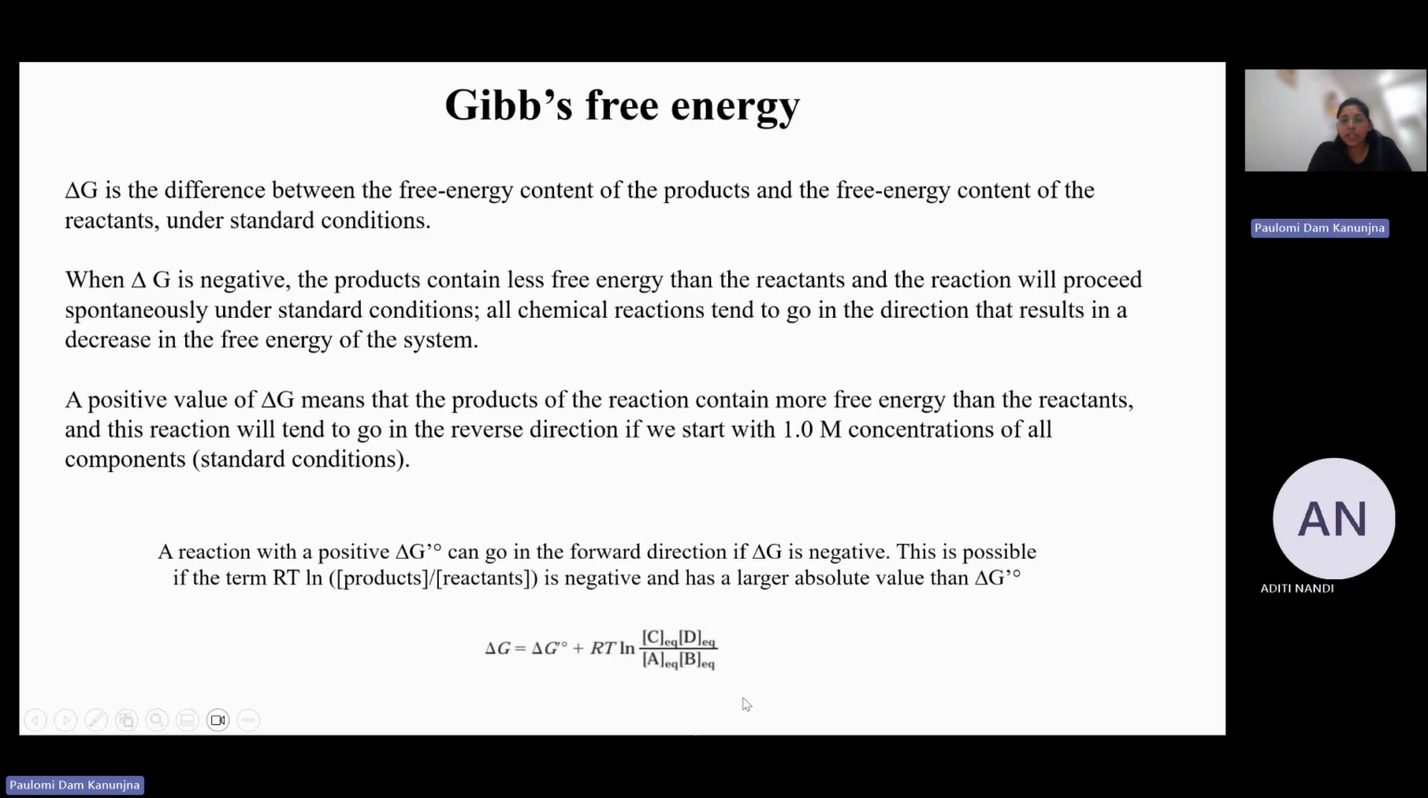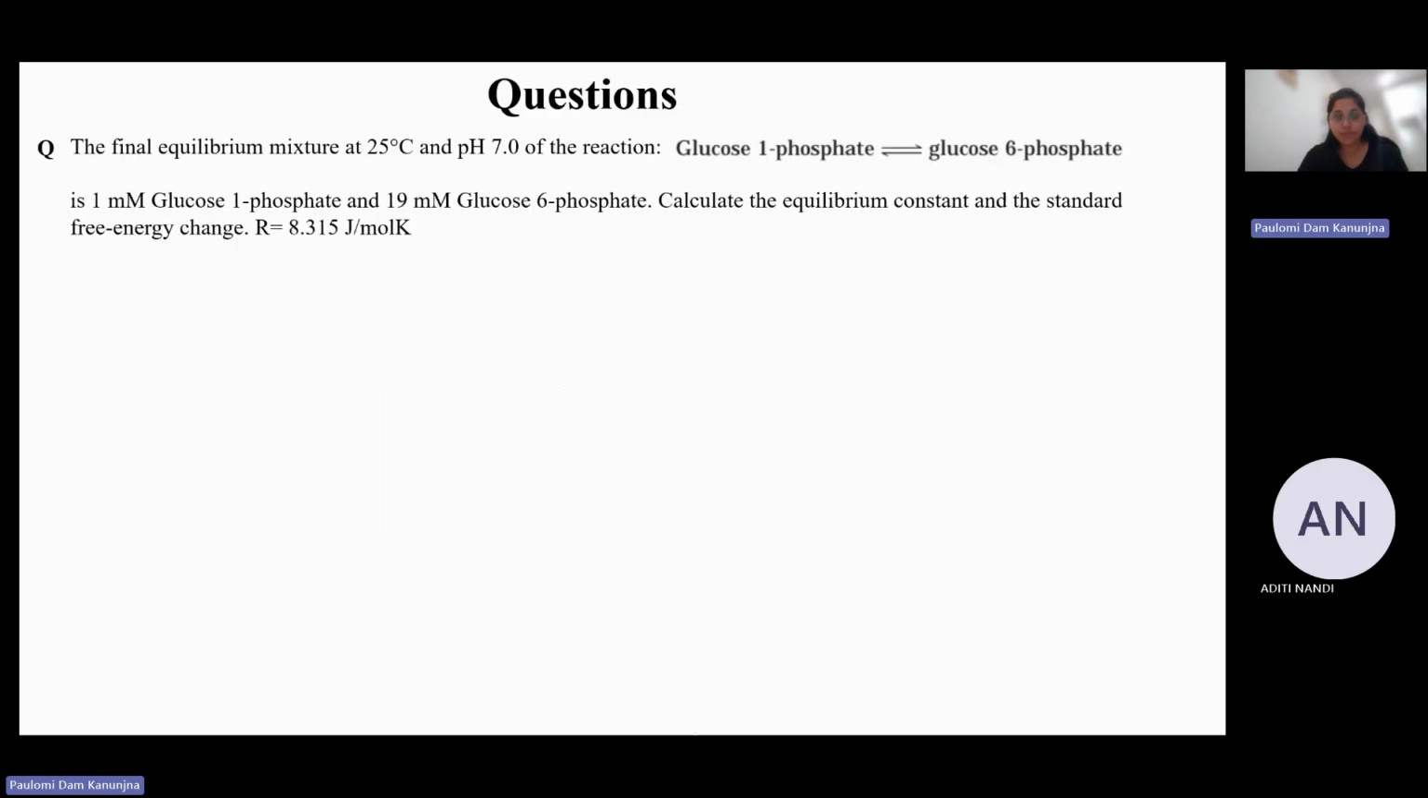So if your products and reactants are in such a concentration that it renders this whole value negative, then your delta G can go forward even if at standard condition that reaction is unfavorable. So that's how concentration determines if the reaction takes place or not, even if your standard says it cannot take place. So the concentration of the reactants under the intracellular condition is what can drive the energy change and can drive the reactions, right?